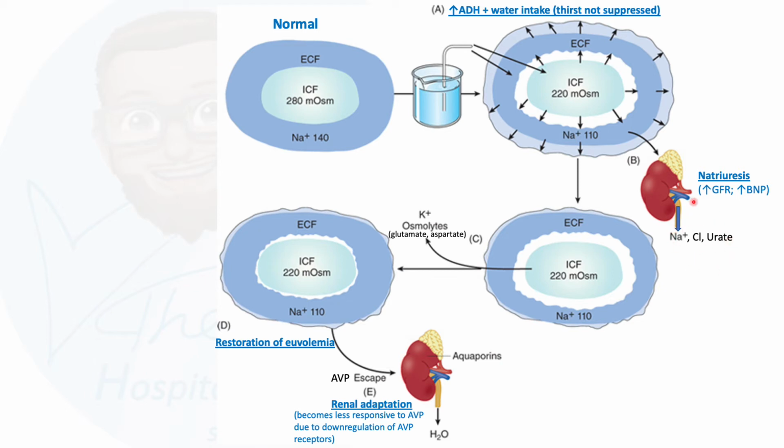So this compensatory mechanism can help a little bit with reduction of the extracellular volume, but it's not going to correct it altogether. After that, there's going to be another mechanism where the cells will excrete potassium and some other intracellular osmolytes like glutamate and aspartate, with the hope that when these osmolytes go outside, water will follow, and this will lead to shrinkage of the intracellular and extracellular volume. This is another compensatory mechanism that the kidney is trying to make to decrease the expansion of the volume.